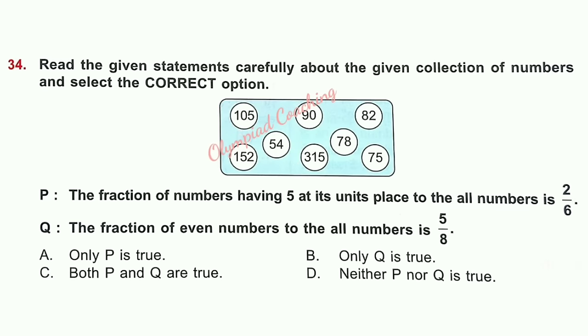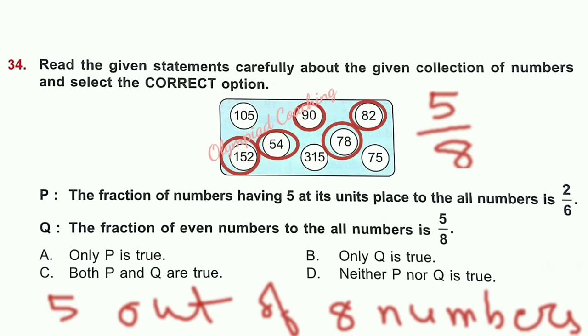Regarding Q: the fraction of even numbers to all numbers is 5 by 8. There are a total of 5 even numbers. So the fraction of even numbers to all numbers is 5 by 8. It is a correct statement. Option B is correct. Only Q is true. In option C, it is written P is true, which is false. In option D, it is written P is true, which is false.